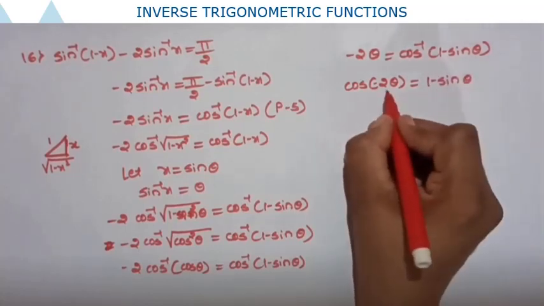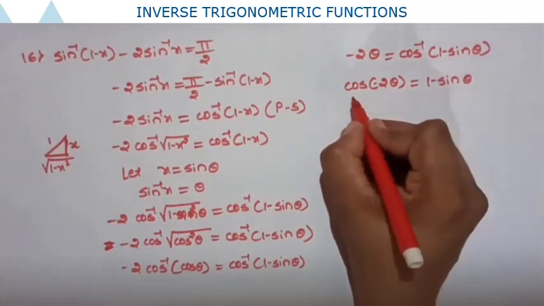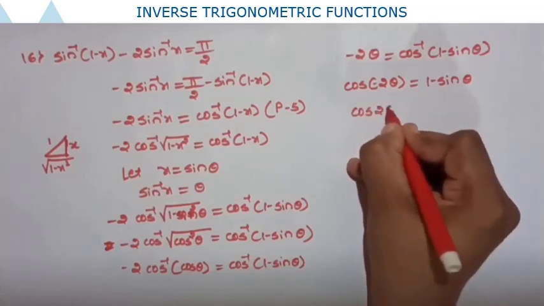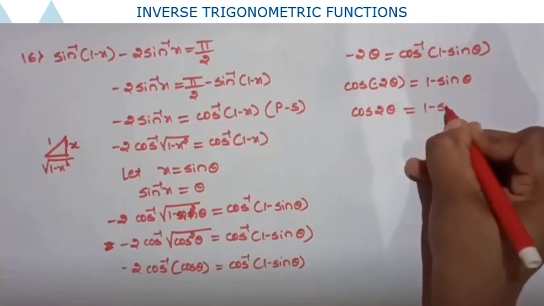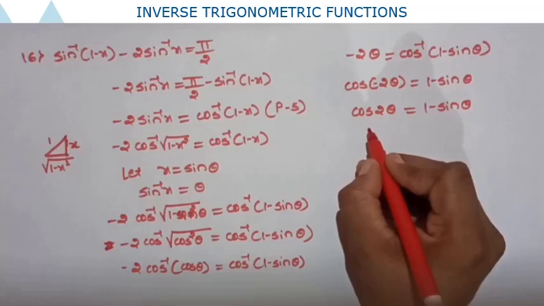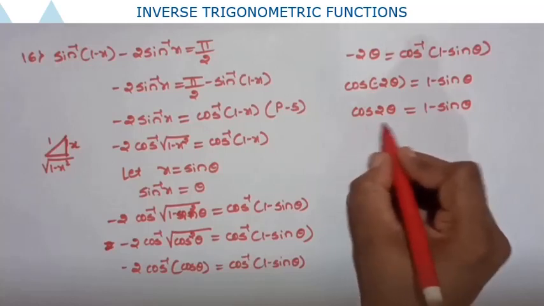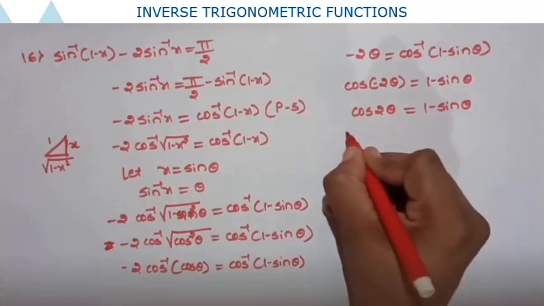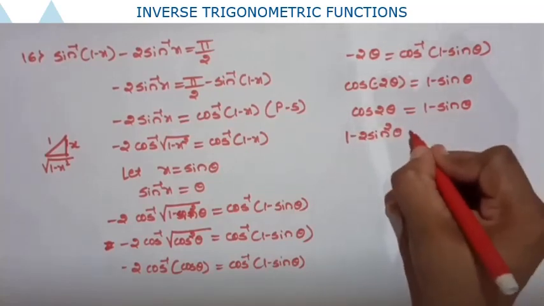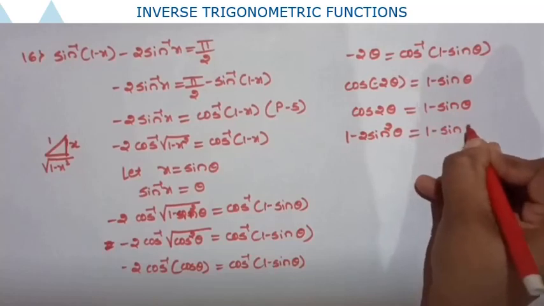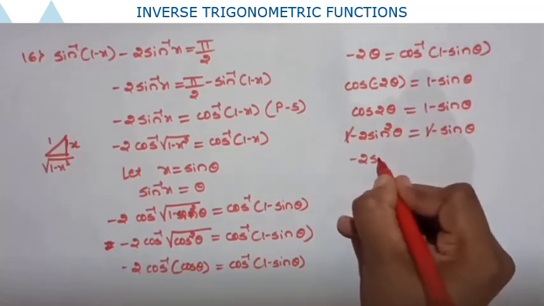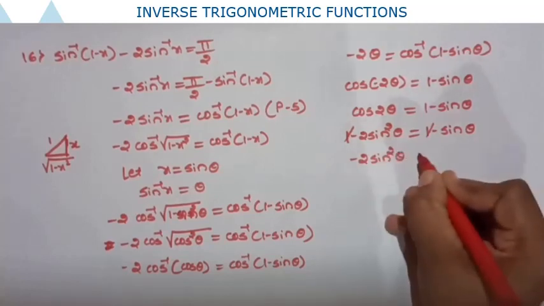Cos of minus theta, you know this property, cos of minus theta is plus cos theta. Therefore this one cos 2 theta becomes 1 minus sin theta. Again you know cos 2 theta in terms of sine, the formula for cos 2 theta is 1 minus 2 sin square theta. 1 minus 2 sin square theta is equals to 1 minus sin theta. Therefore both sides 1 gets cancelled. Minus 2 sin square theta equals minus sin theta.